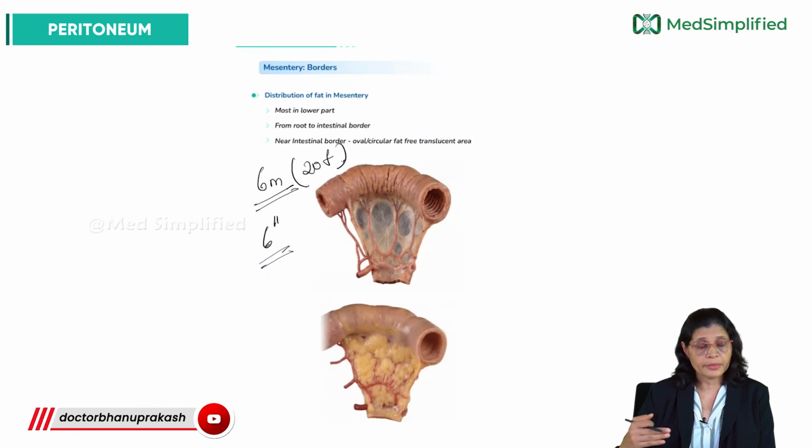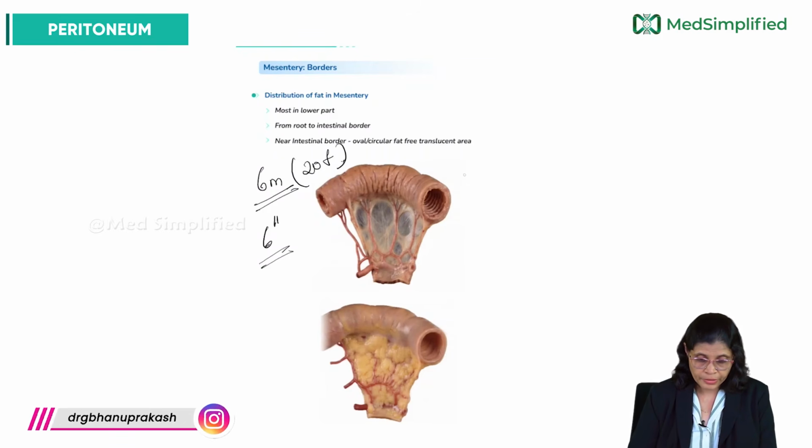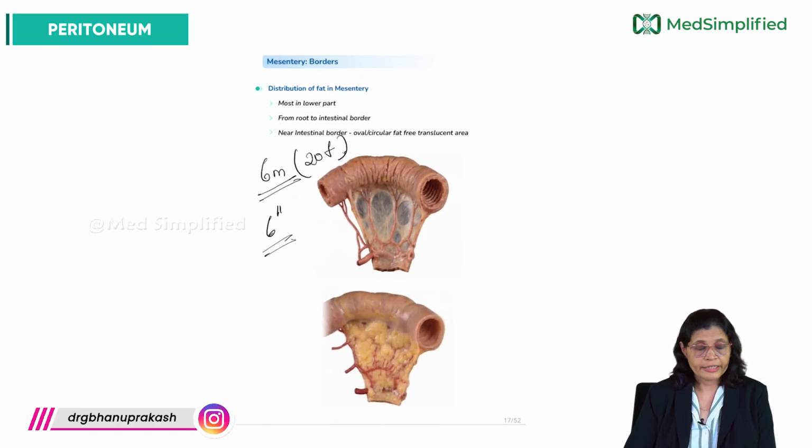Because of that, to accommodate the length, it will throw itself into folds like the frills of a frog. So why does it require such a big length? Because it permits the free mobility of the loops of jejunum and ileum during peristalsis. It facilitates the free movement.